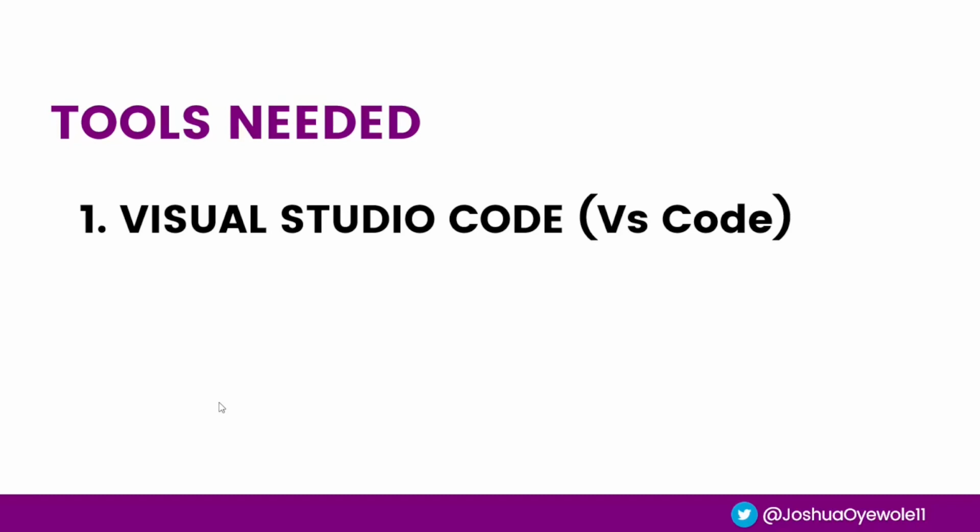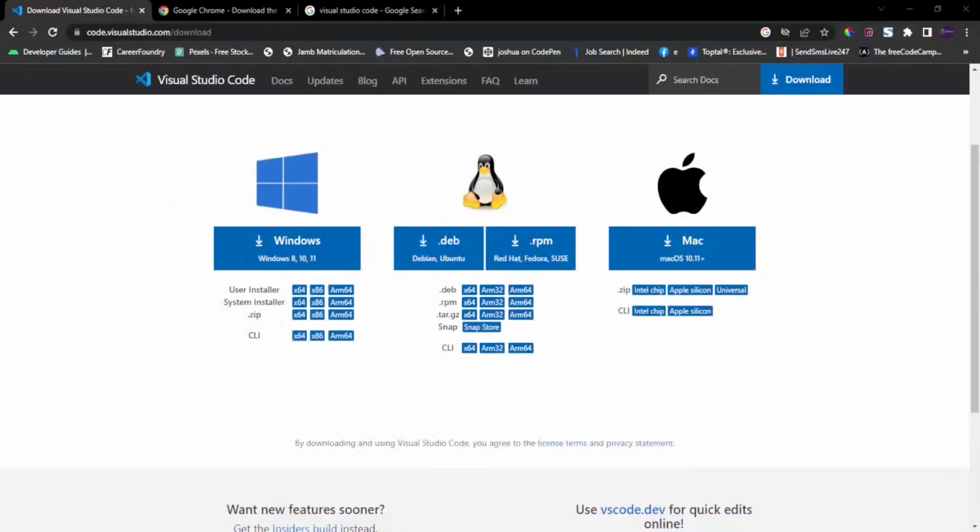The second tool needed for this course is going to be a browser, which we're going to be using to view our web pages. So if you don't have these tools, let's see how we can get them downloaded. If you go to this website, code.visualstudio.com/download, you'll see the home page of Visual Studio Code where you can actually download the software.